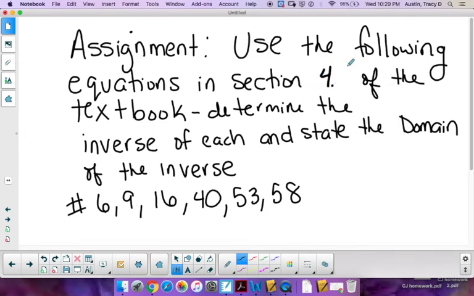Section 4.5. Now, I don't want you to pay attention to the directions in the textbook. I want you to use these as functions. It's just 6 functions that I want you to use. I want you to figure out the inverse of each, going through the steps we just did. And then I want you to just state the domain of the inverse. Not even the domain and the range, just the domain.